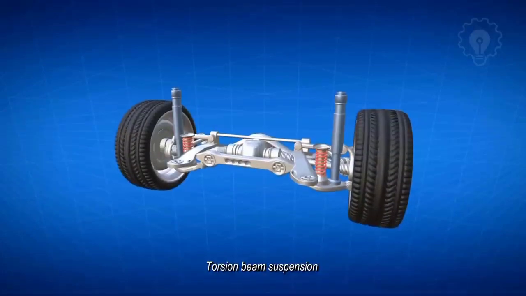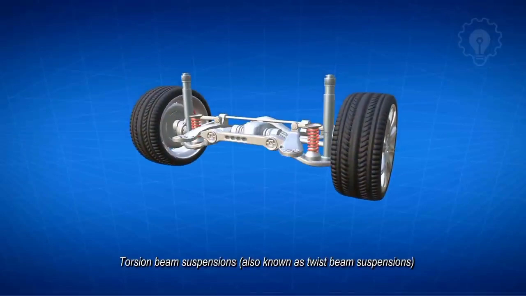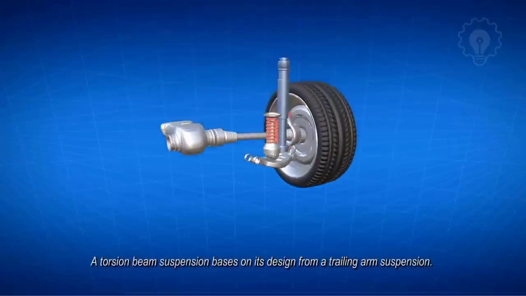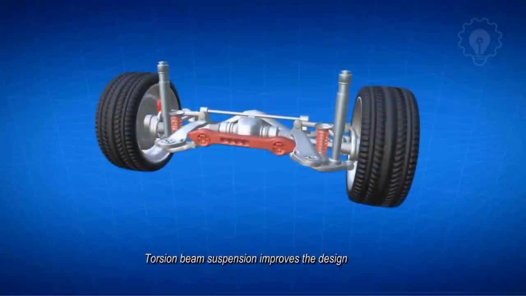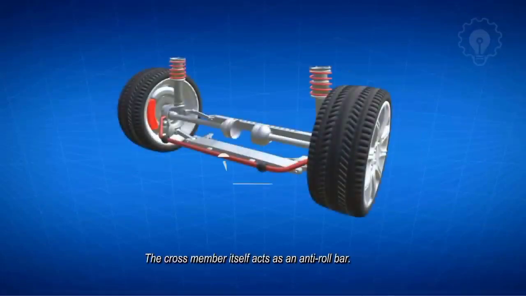Torsion beam suspension. Torsion beam suspensions, also known as twist beam suspensions, are commonly found on some entry-level or cheaper car models, due to their low manufacturing costs. A torsion beam suspension bases its design on a trailing arm suspension. Torsion beam suspension improves the design by joining the two trailing arms together by a cross member. The cross member itself acts as an anti-roll bar.